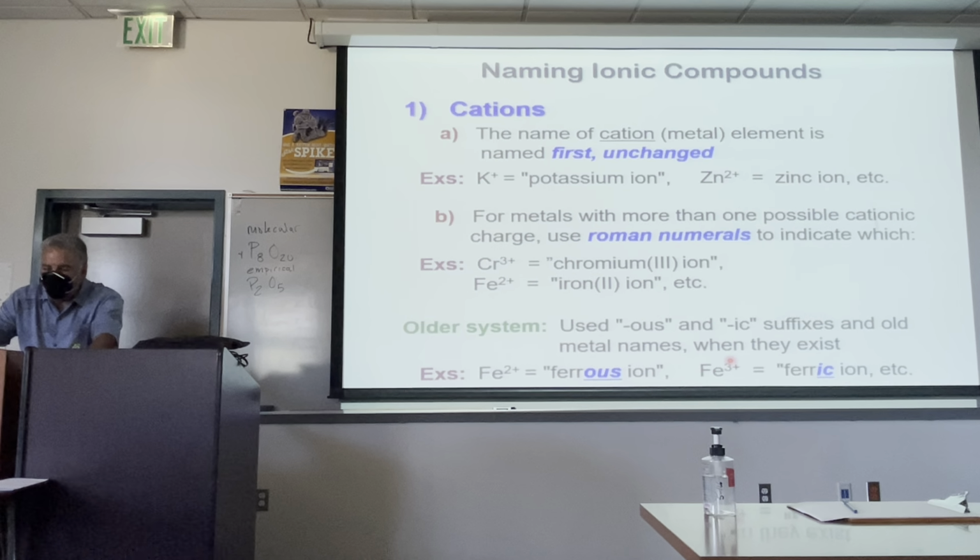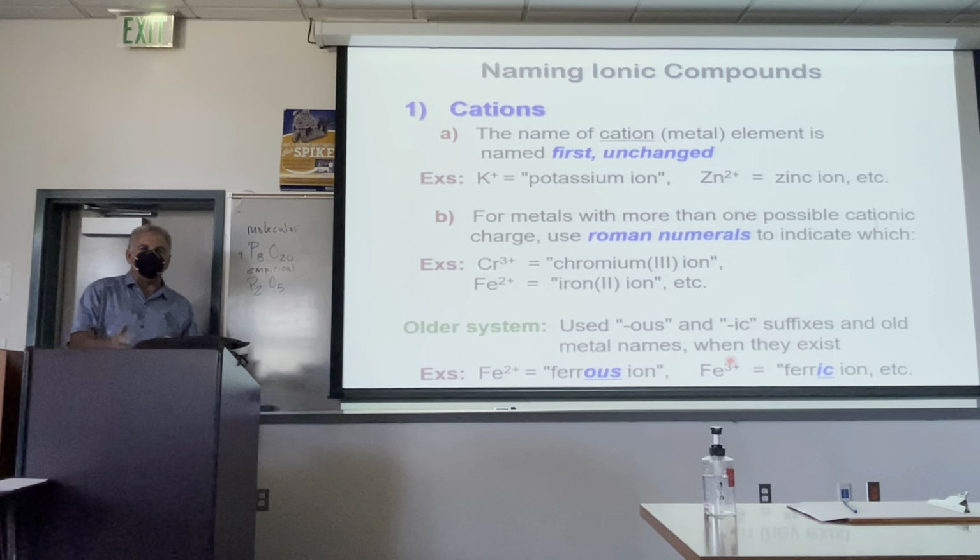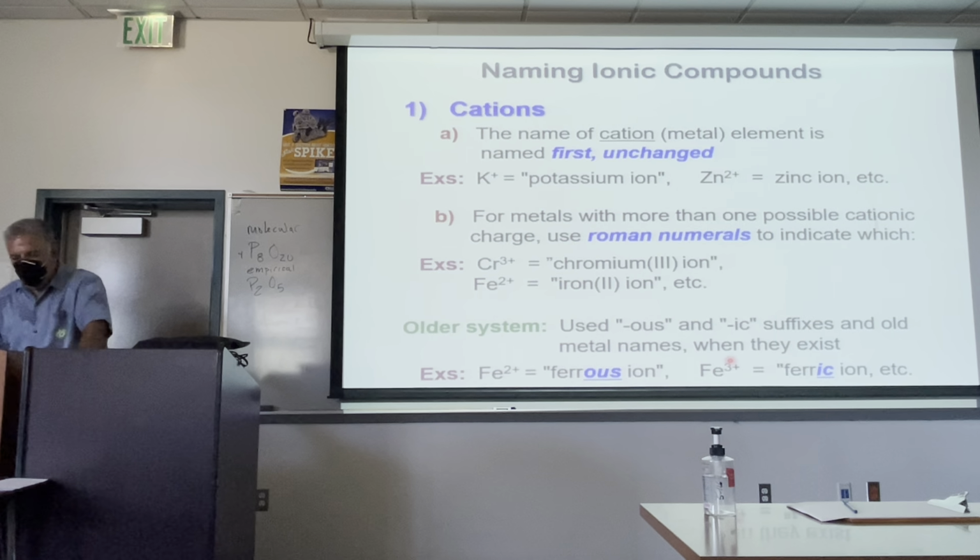So in naming ionic compounds, 1, the cations. The name of the cation, or metal, element is named first, and it's unchanged. So whatever metal. If you start off with sodium, it's sodium. If you start off with magnesium, it's magnesium. Strontium, it's strontium. For metals with more than one possible cationic charge, you use Roman numerals. And again, the Roman numerals represent charge and not how many there are of that element.